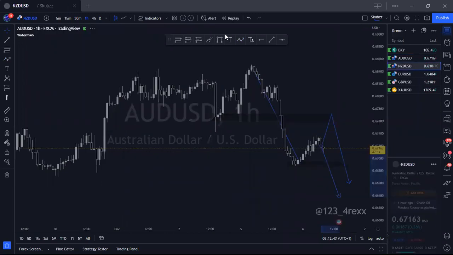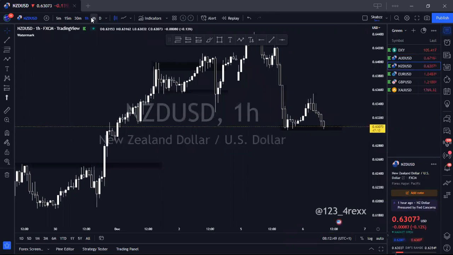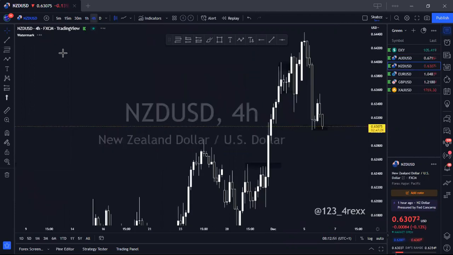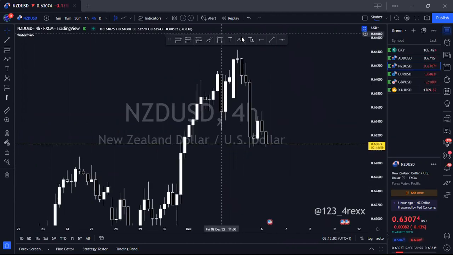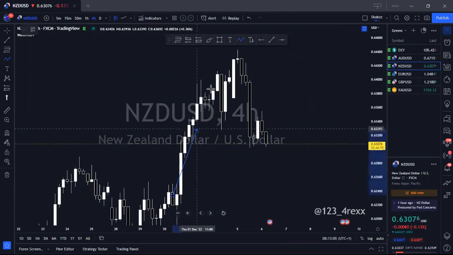Now, NZDUSD, let's do our top-down analysis. 4H, what does it look like? I actually started looking at this this morning. This was the impulsive move we had last week. We pulled back, and then we created another high. Then price came back down yesterday and broke this higher low to the downside.